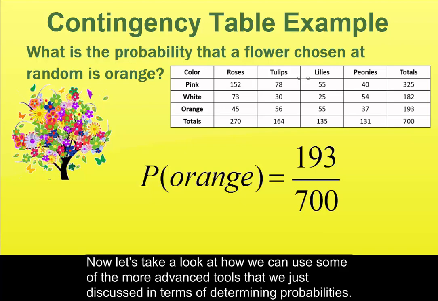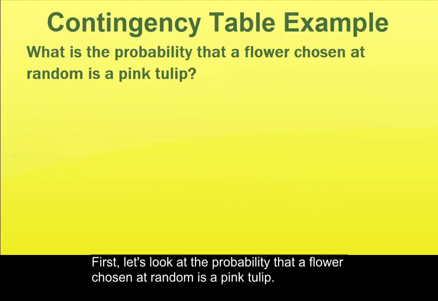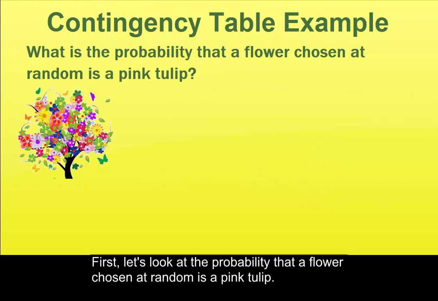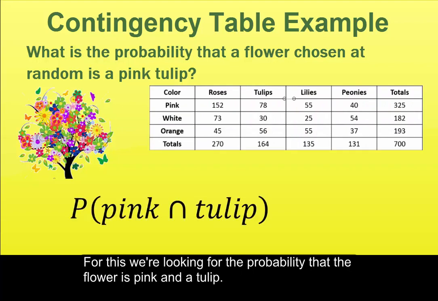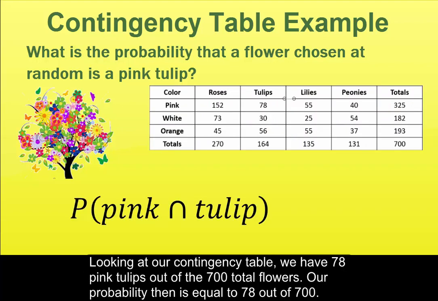Now let's take a look at how we could use some of the more advanced tools that we just discussed in terms of determining probabilities. So first, let's look at the probability that a flower chosen at random is a pink tulip. For this, we're looking for the probability that the flower is pink and a tulip. Looking at our contingency table, we have 78 pink tulips out of the 700 total flowers. So our probability then is equal to 78 out of 700.